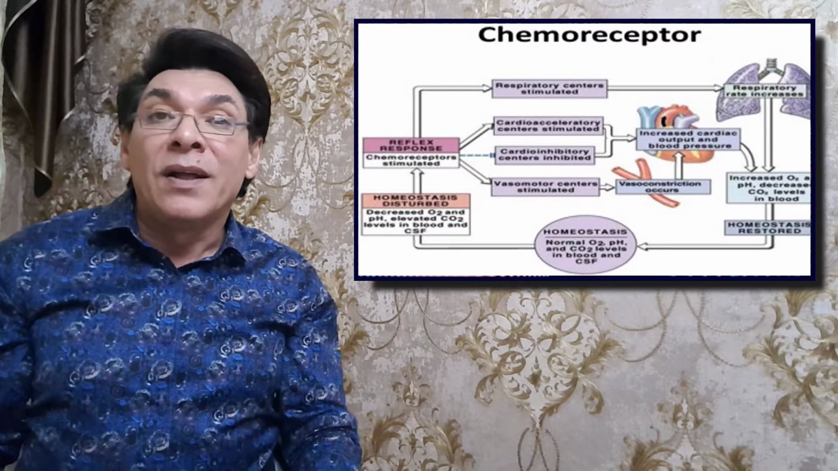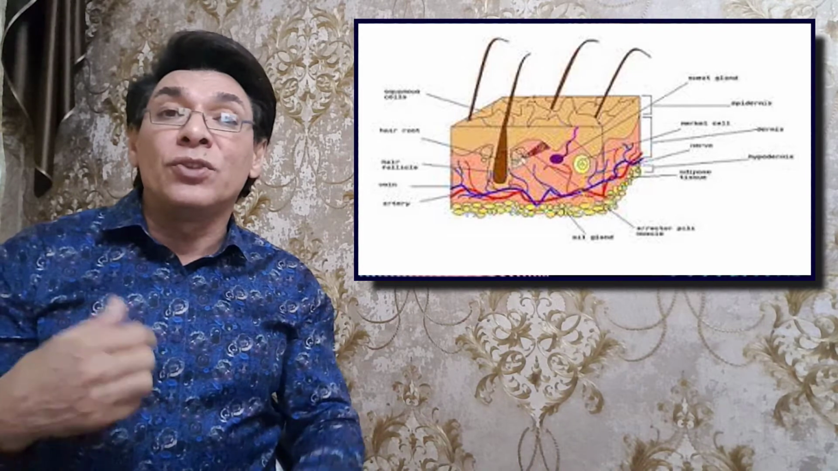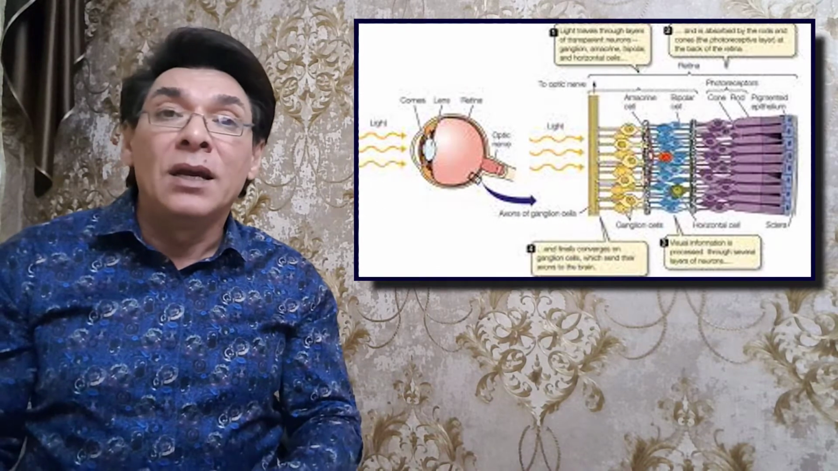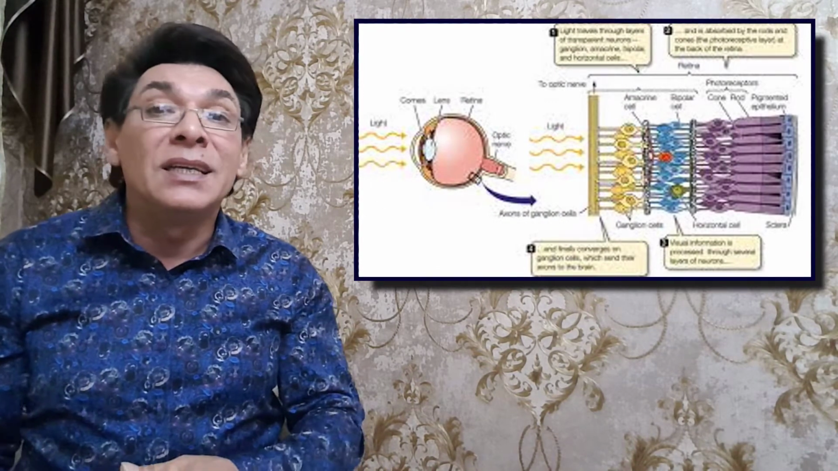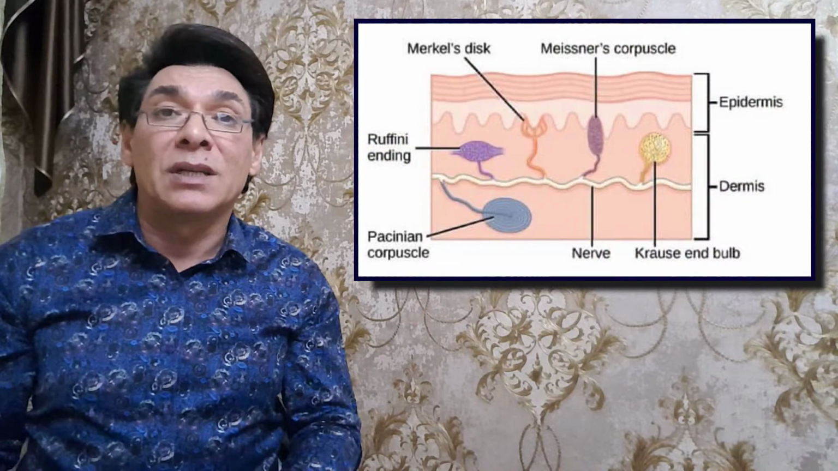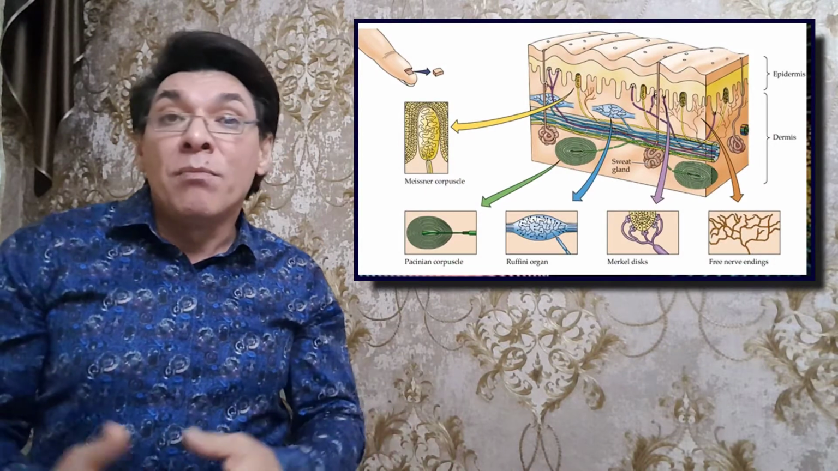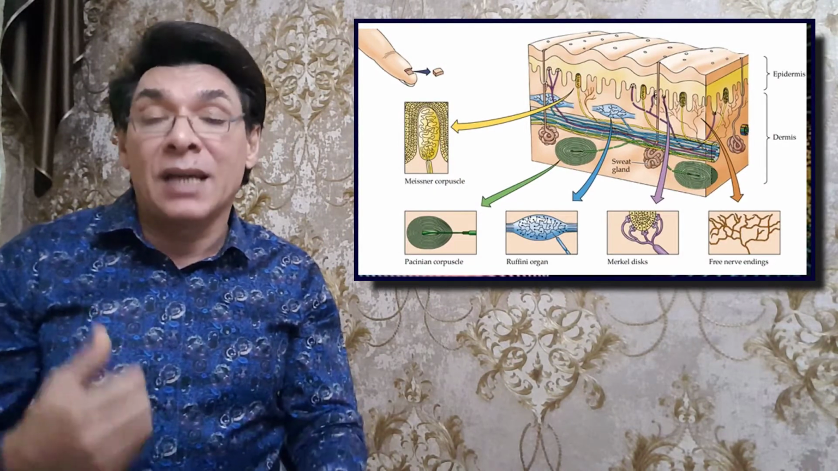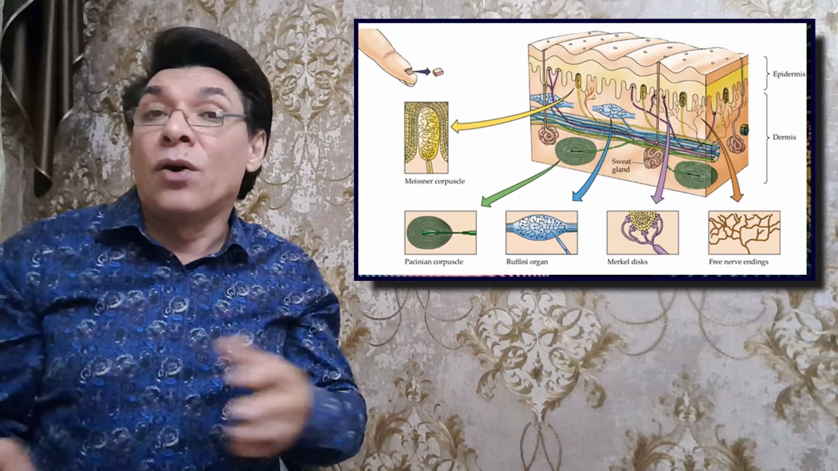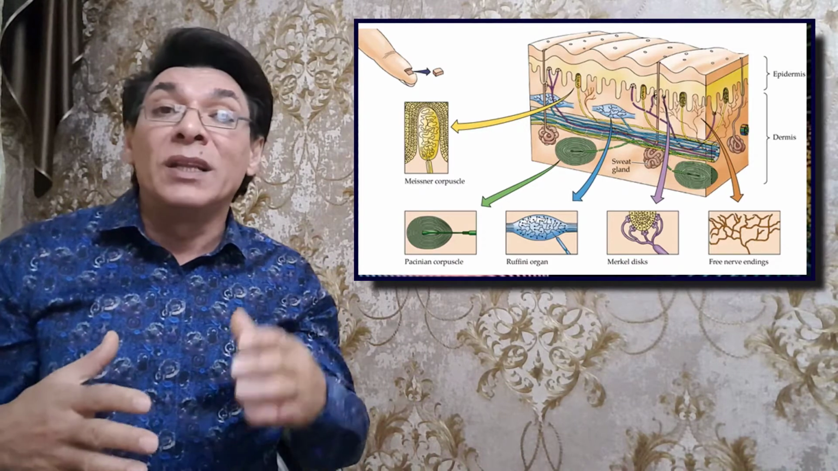Next type are thermoreceptors. They respond to changes in temperature. Photoreceptors are located in the eye, where they detect changes in light intensity, color, and movement. Next type are mechanoreceptors. They respond to touch, pressure, vibration, and stretch. Most of the cutaneous receptors are mechanoreceptors because they respond to pressure and touch on the skin. Mechanoreceptors are also located in the ear for equilibrium and hearing.